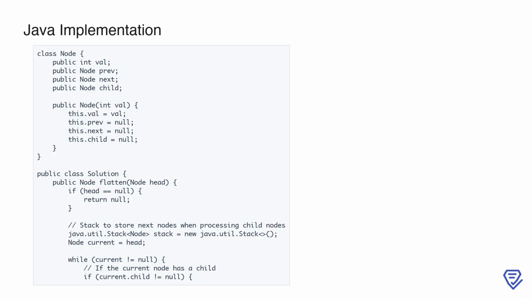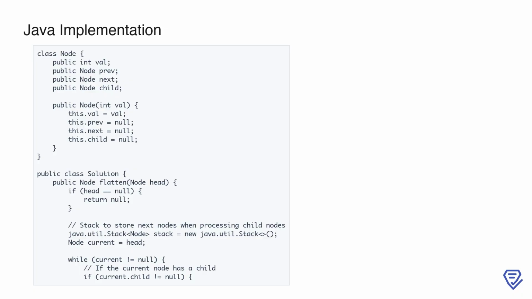First, we handle the base case. If the head of the list is null, we simply return null. To manage the traversal and flattening process, we use a stack to temporarily store nodes that we will revisit later. We then initialize a pointer, current, to the head node and enter a while loop that continues as long as current is not null. Inside the loop, the first case we address is when the current node has a child.